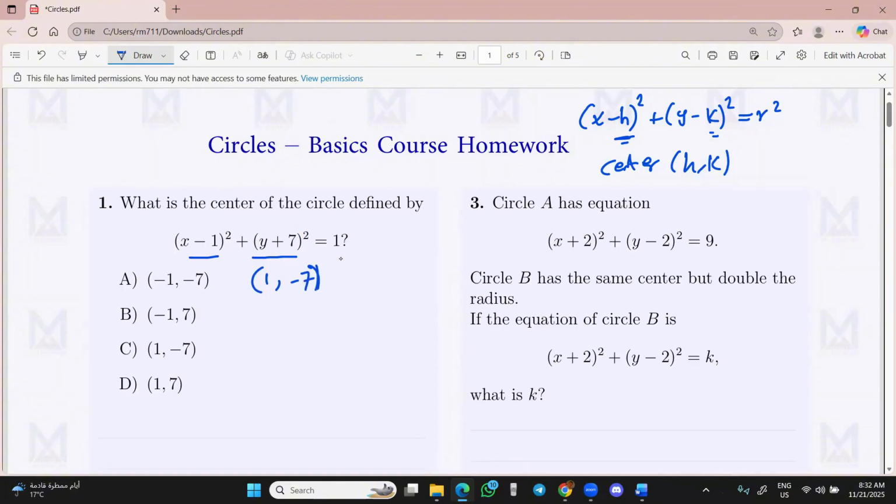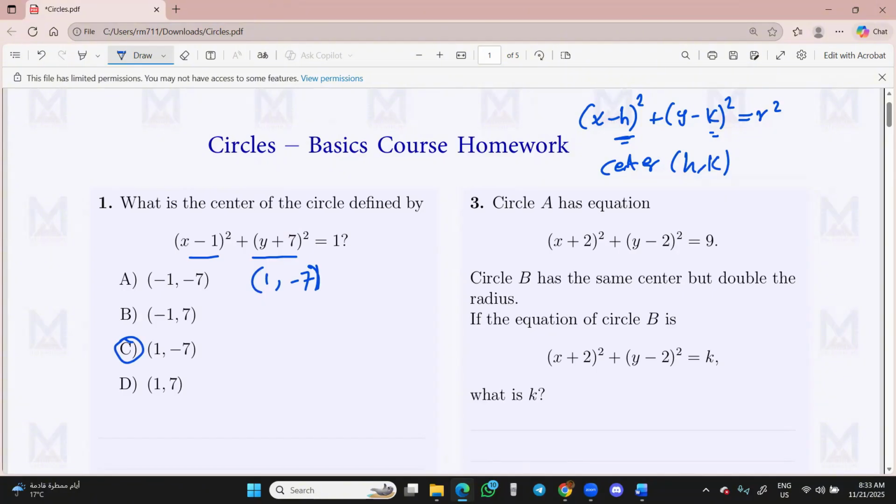So in a nutshell, we can say that the center is always taken from these numbers by changing their signs. I mean, start always with x, change the sign of negative 1, make it positive 1, change the sign of 7, make it negative 7. That's the answer of this question, number 1.